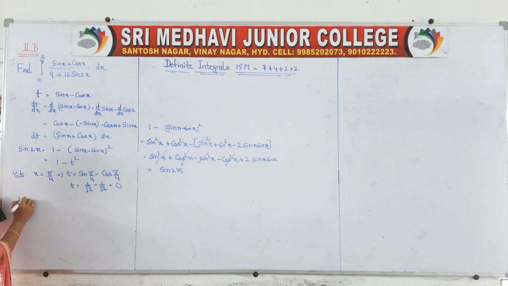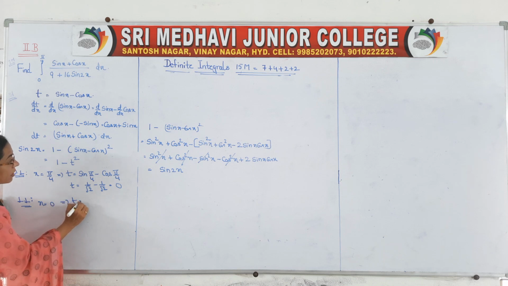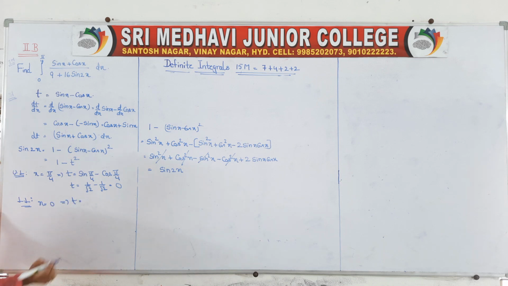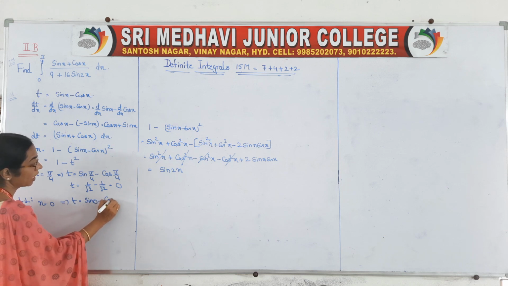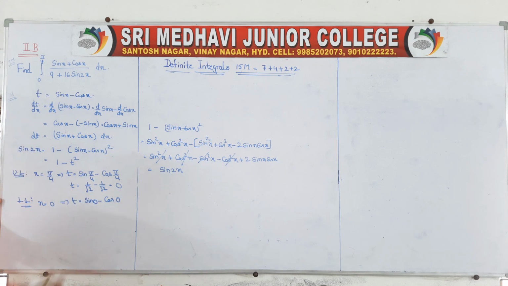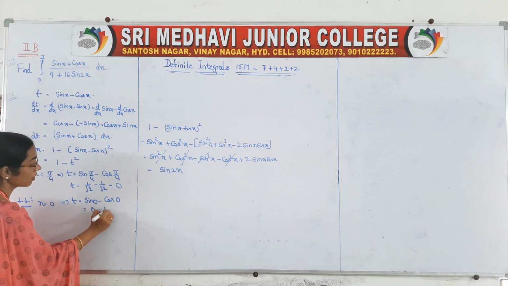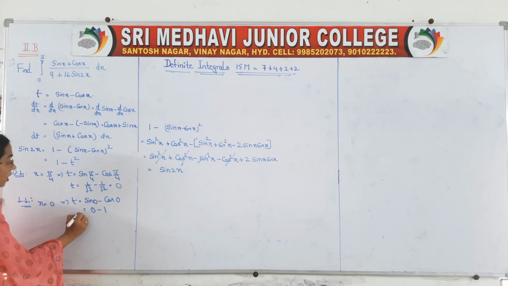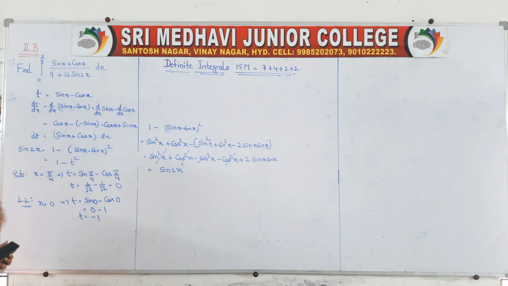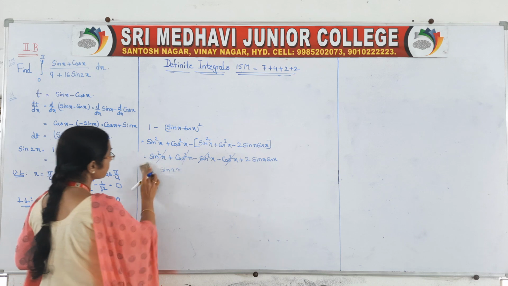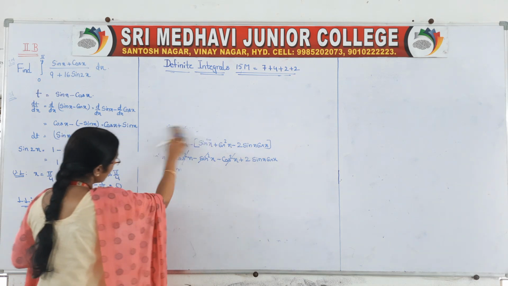Now take the lower limit. x is equal to 0. Substitute in t. t is equal to sin x minus cos x, so it is sin 0 minus cos 0. Sin 0 is 0, cos 0 is 1. So t is equal to minus 1. Now we will take the question.